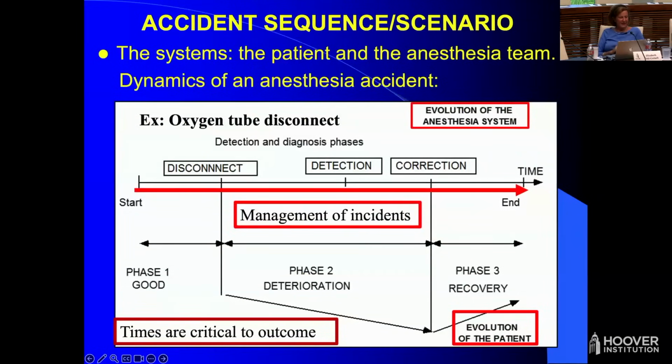Now, this is an accident sequence that I need to explain. You have a time axis in red in the middle. Above it, the evolution of the anesthesia system. Under it, the evolution of the patient. And what starts this problem is an oxygen tube disconnect. So I look at my time axis and the management of incidents by the anesthesia team. First, disconnect.